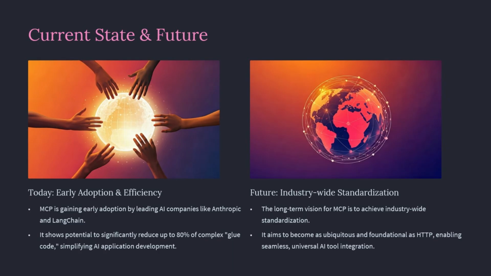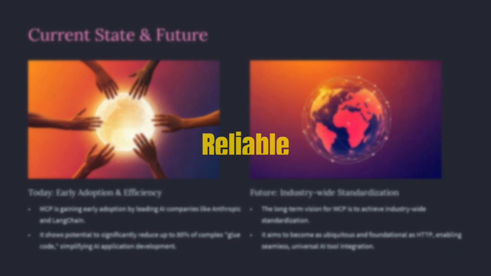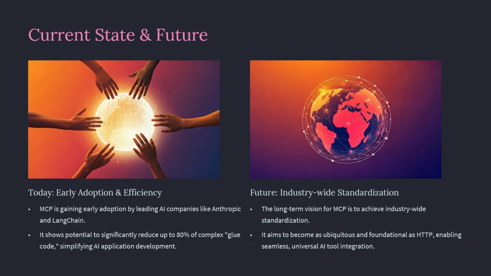Innovative AI companies like Anthropic and LangChain are already implementing MCP, seeing its potential to slash up to 80% of that messy glue code we've been talking about. That's not just a small improvement, it's a game changer, making AI development faster, cleaner, and more reliable. But this is just the beginning.